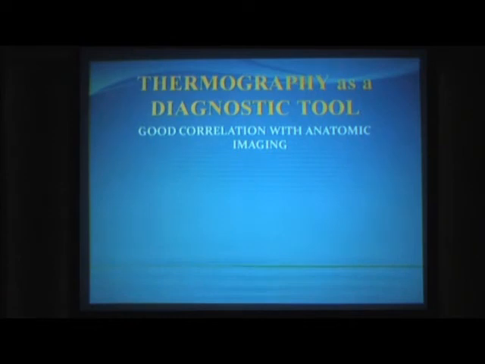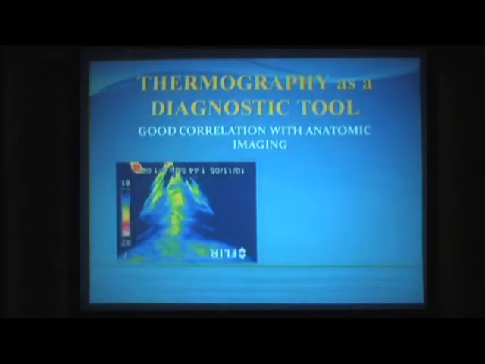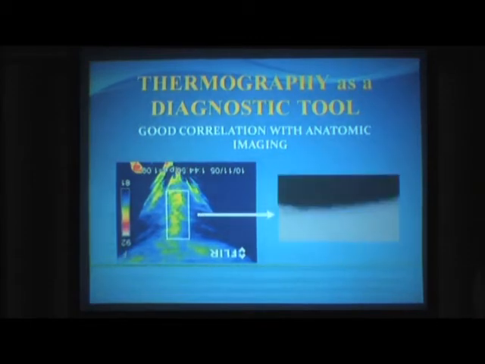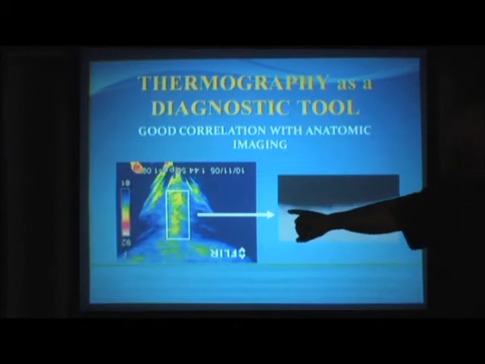Good correlation with anatomic imaging. When we're looking at this one right here, this horse has got a back problem. When we take an x-ray of the back, we see a condition common in some of these older horses called kissing spine disease. These vertebrae are almost all fused together along the back on this horse.